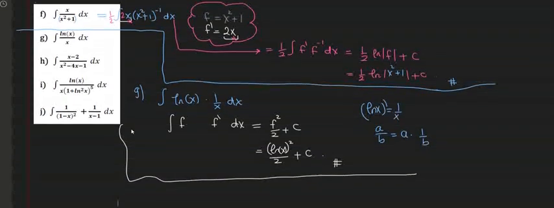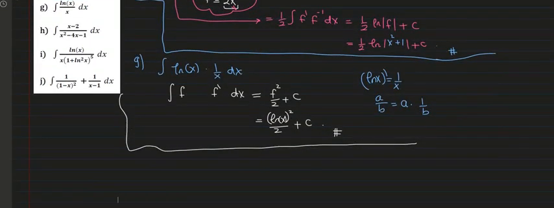Let's proceed to number H. So here in part H, we have a function on top and a function on the bottom. Of course, we might suspect that the function in the denominator, because it's of a higher power, can be f, and the function above can be f dash. If that's the case, we have to double check this.